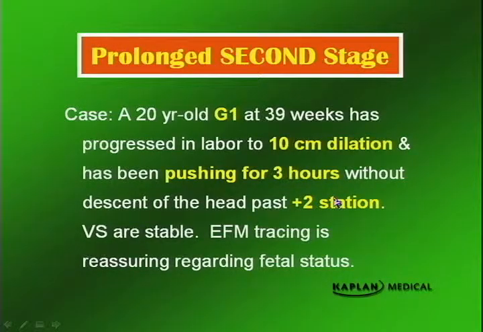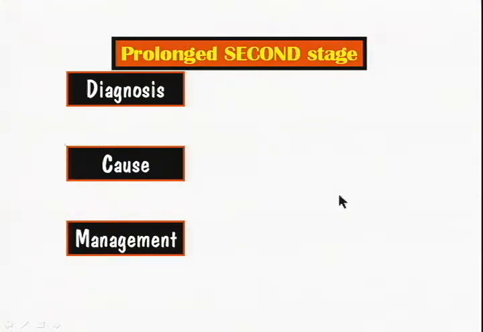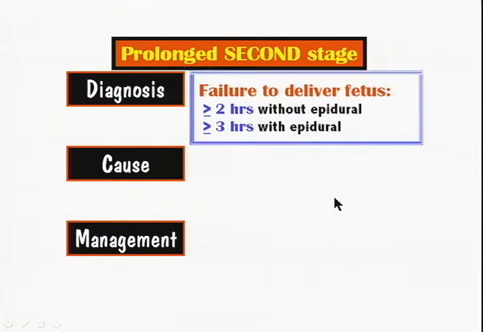Now, I don't know whether she's got an epidural or not, and it really doesn't matter, because whether she does or not, 3 hours is too long. Vital signs are stable. Electronic fetal monitor tracing is okay. Diagnosis. Prolonged second stage is where there is failure to deliver the fetus, 2 or more hours without epidural, 3 or more hours with the epidural.